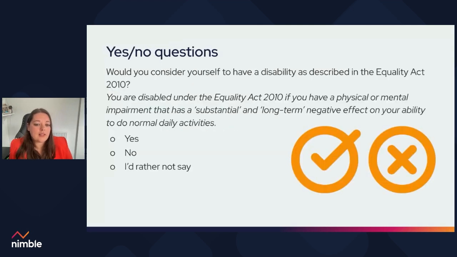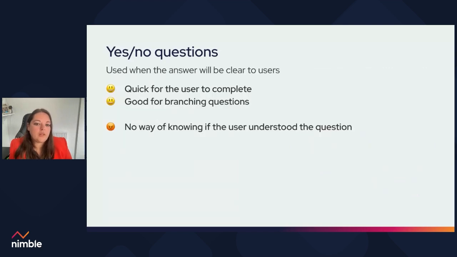The next one is a yes/no question. Really simply, it's a question where you've got yes and no. You can give others, like I'd rather not say or I'm not sure, to give them that opt out. But usually yes and no are in there somewhere. It's really good because it's even quicker for the user to complete. There's going to be four answers, maybe tops. It's really good for a branching question.